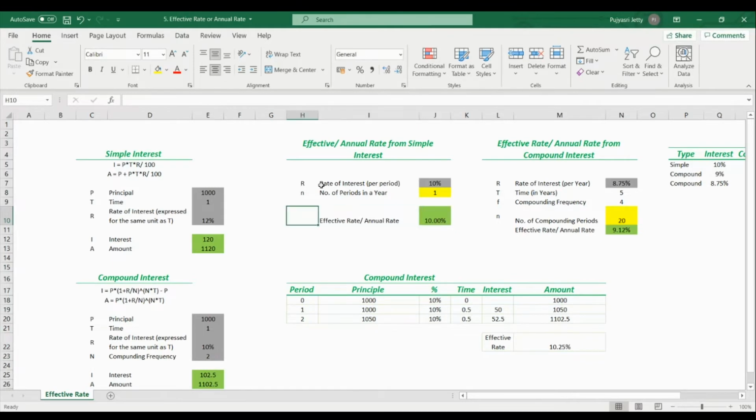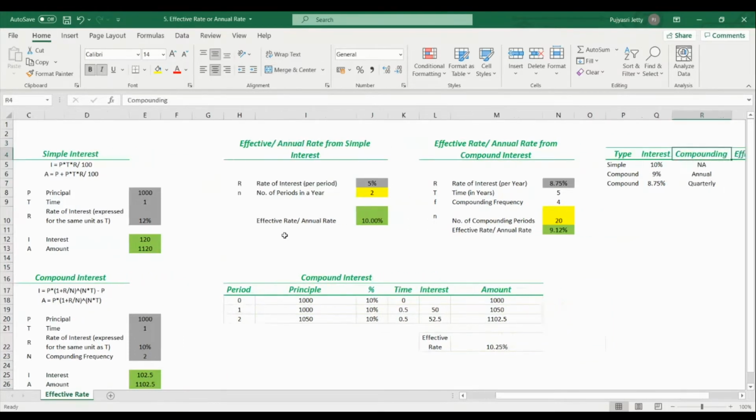Just in case someone did not quote the interest on a per year basis, then you can convert it. For example, if someone says it's 5 percentage for 6 months. Now the number of periods, here the period is 6 months. In a year there are two periods, right? So the effective rate or annual rate becomes 10 percentage per year. In this manner, you can convert simple interest, which is quoted in any other period than 1 year, into annual rate. Now moving on to compound interest.